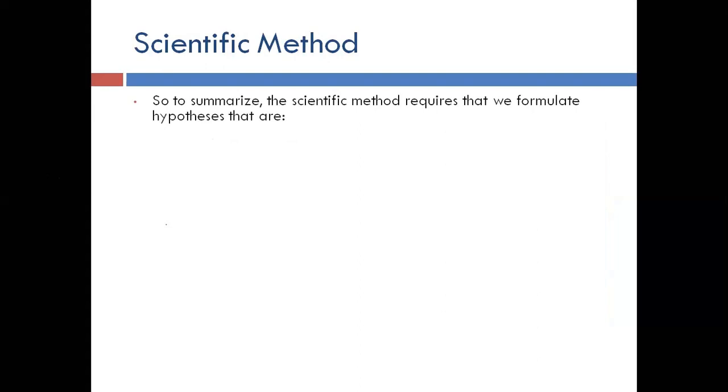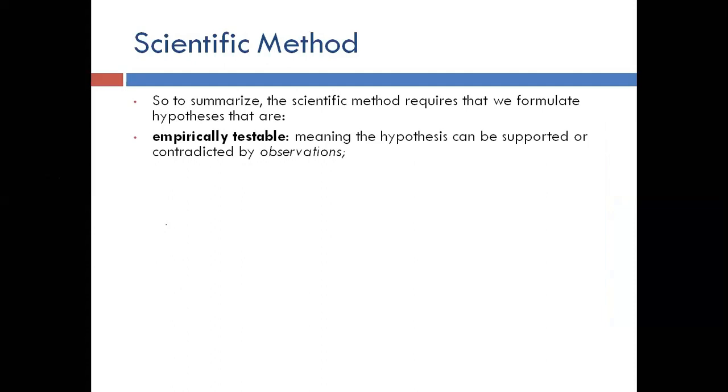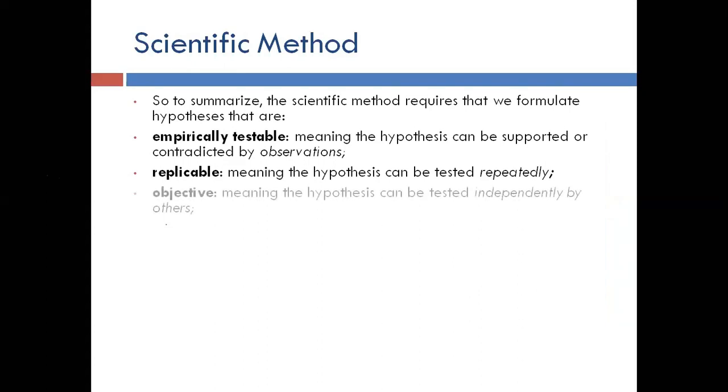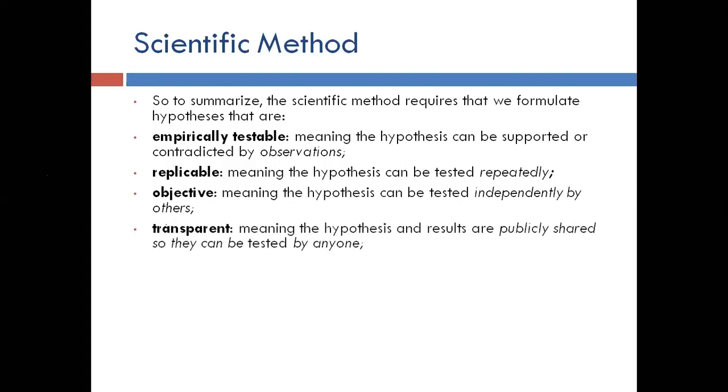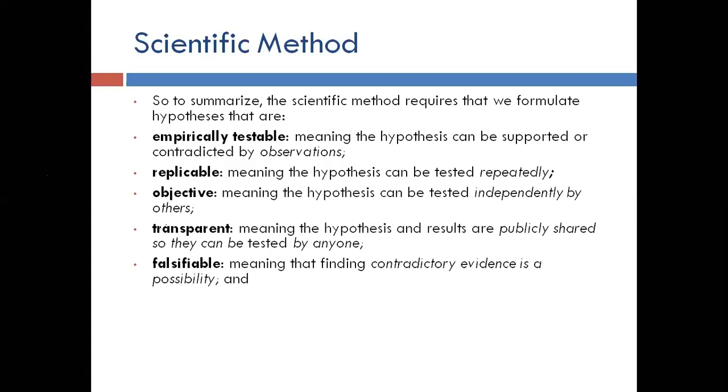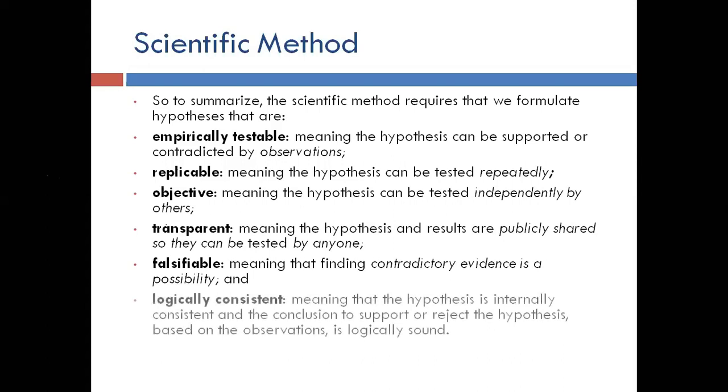Now, to summarize, scientific method requires that we formulate hypotheses that are, number one, empirically testable, meaning the hypothesis must be supported or contradicted by observations. Replicable, meaning the hypothesis can be tested repeatedly. Objective, meaning the hypothesis can be tested independently by others. Transparent, meaning the hypothesis and results are publicly shared, so they can be tested by anyone. Falsifiable, meaning that finding contradictory evidence is a possibility. And logically consistent, meaning that the hypothesis is internally consistent and the conclusion to support or reject the hypothesis based on observation is logically sound. These are the six principles on which the scientific method is based.